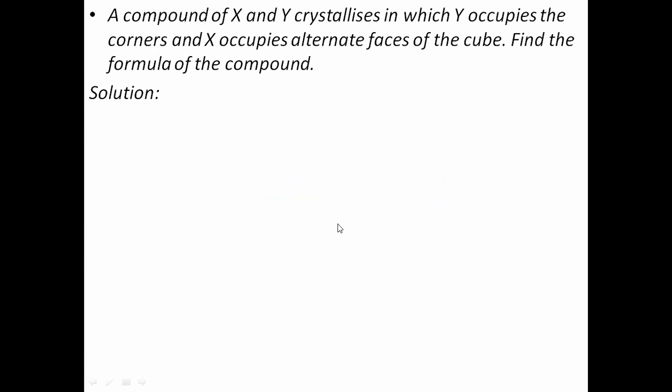So this is our first question. A compound is formed by elements X and Y, and it crystallizes in a cube in which Y occupies the corners and X occupies the alternate faces of the cube. Find the formula of the compound. So what they are giving us is a unit cell, and they have told us where the atoms are. There are two atoms, X and Y. Y is occupying the corners and X is on the alternate faces of the cube.